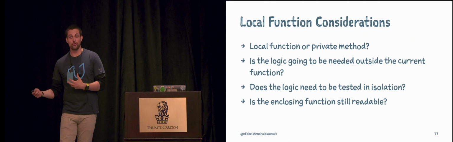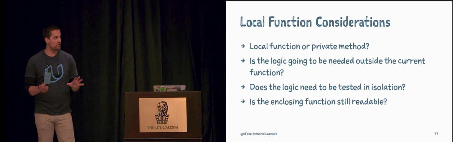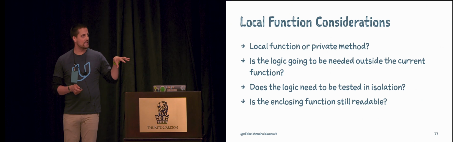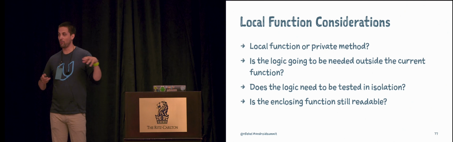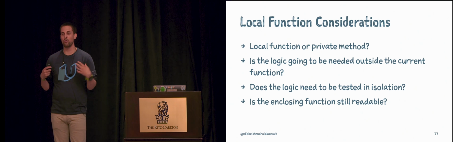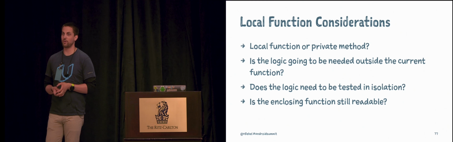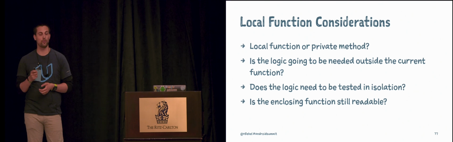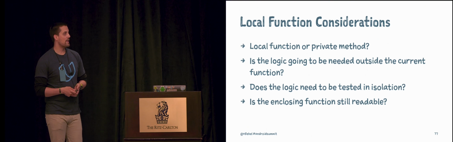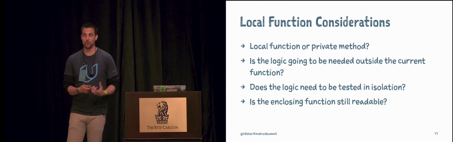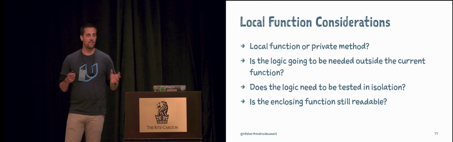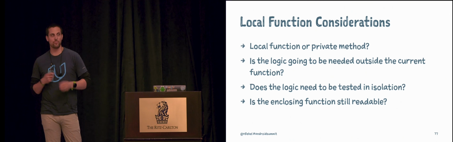So when should you use this? When should you not use this? Those are actually really good questions because you can misuse it. It's very easy to make everything a local function and not be able to understand the class anymore. If you make a local function, you can't test that function in isolation. So if that's a concern, then you'll probably want to pull that out into something not local. And finally, is the enclosing function still readable? You could put so many functions in there that it's hard to tell what's really going on. So this can be very useful, but use it wisely.